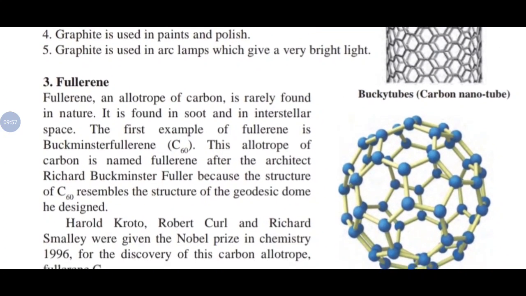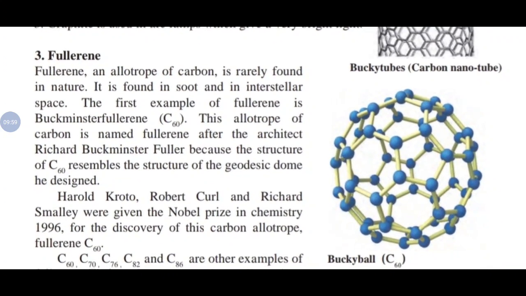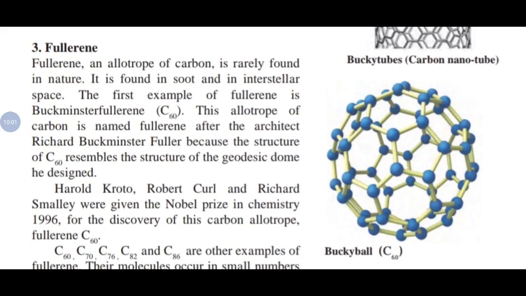So the first allotrope of carbon, diamond, we learned last time. Today we learn the second crystalline allotrope of carbon, that is graphite, its structure, properties and uses. Now the third one. The third crystalline allotrope of carbon is fullerene. Now see what explanation is given here.